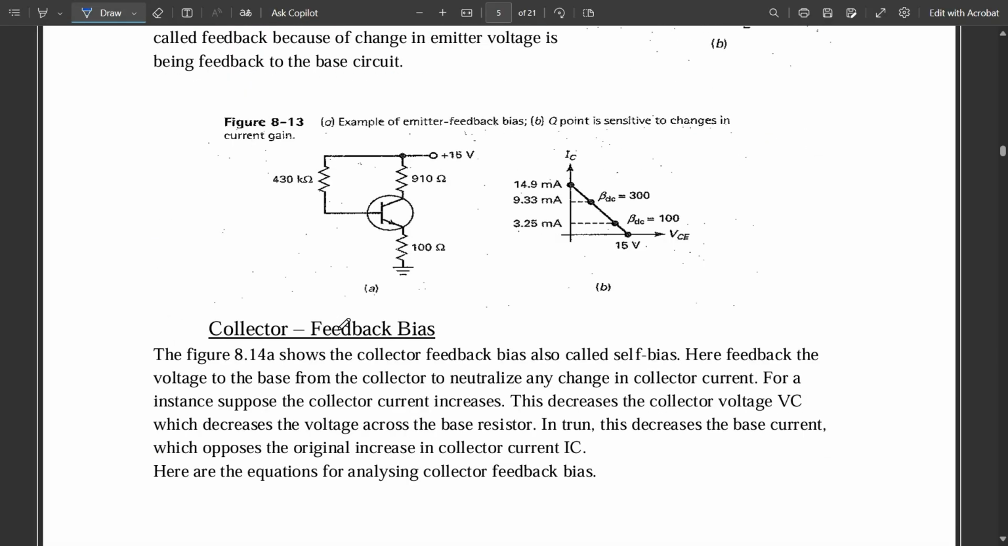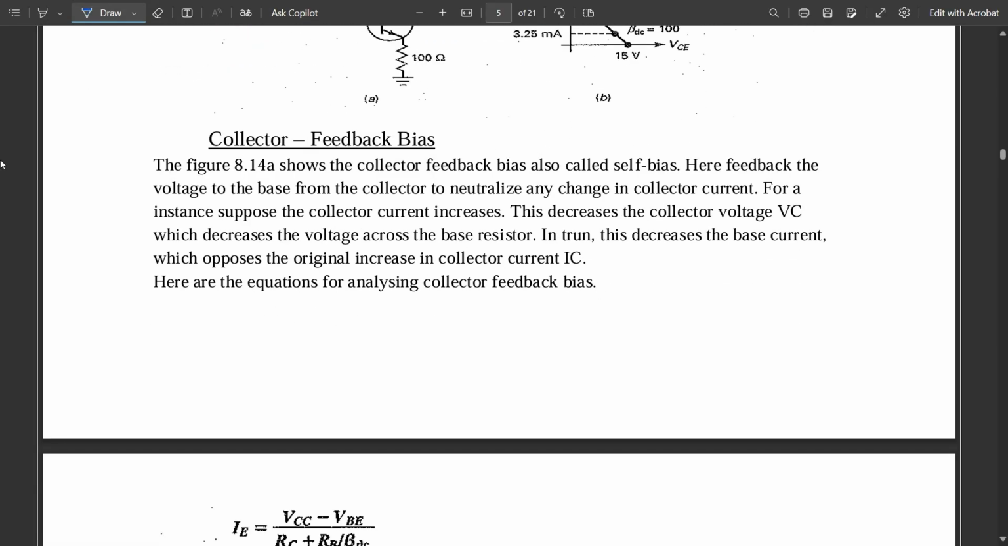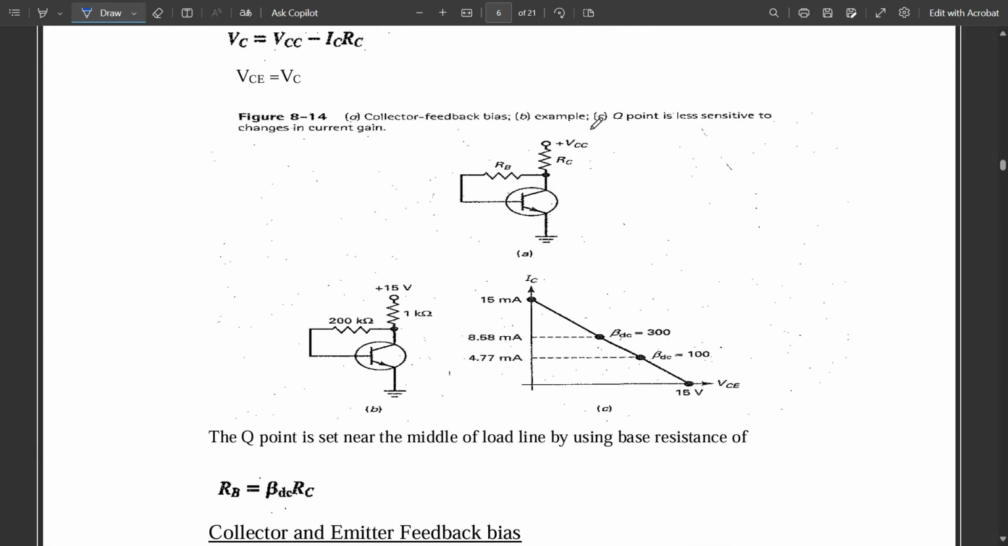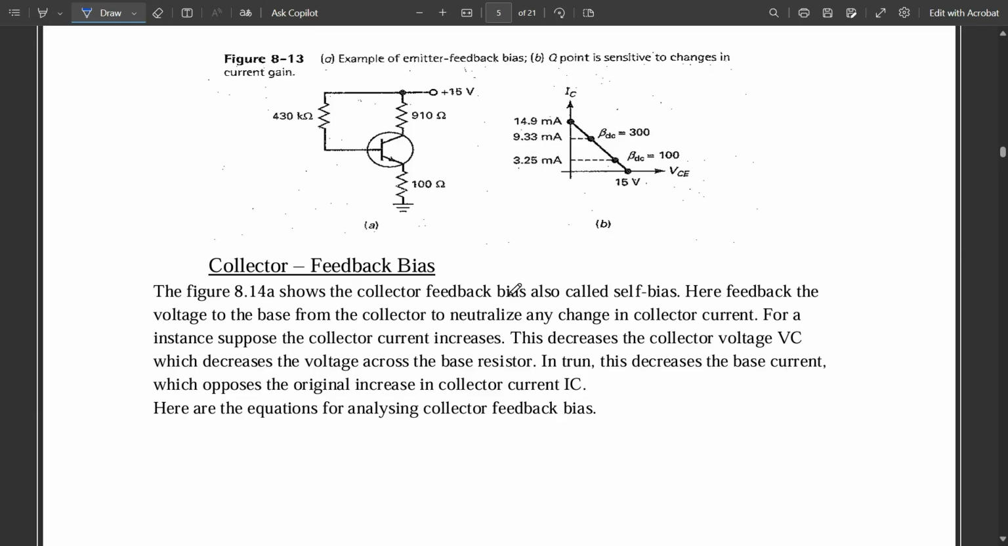Let's get to the next concept, that is collector feedback bias. Figure 8.14a shows the collector feedback bias. So this is the collector feedback bias circuit, and it is also called self bias. Here, the voltage is fed back to the base from the collector to neutralize any change in the collector current.